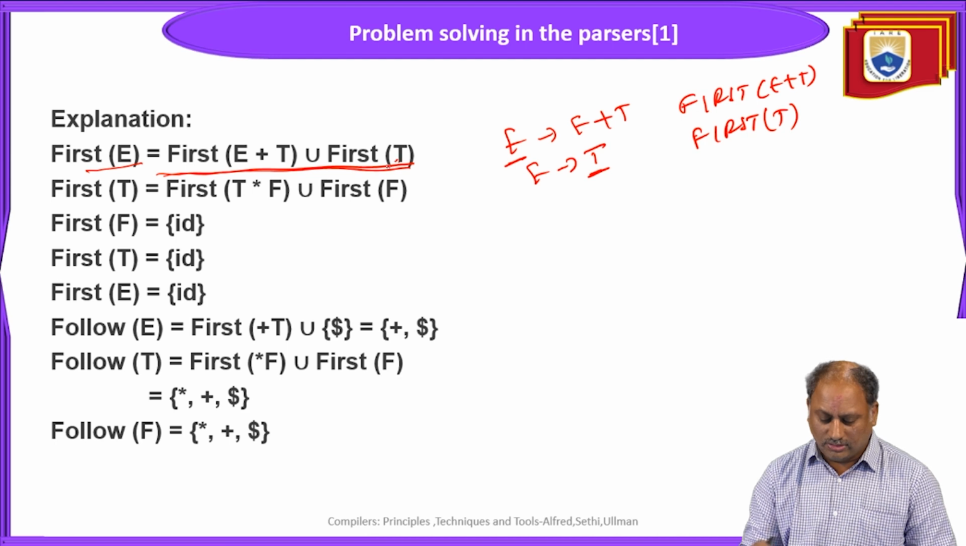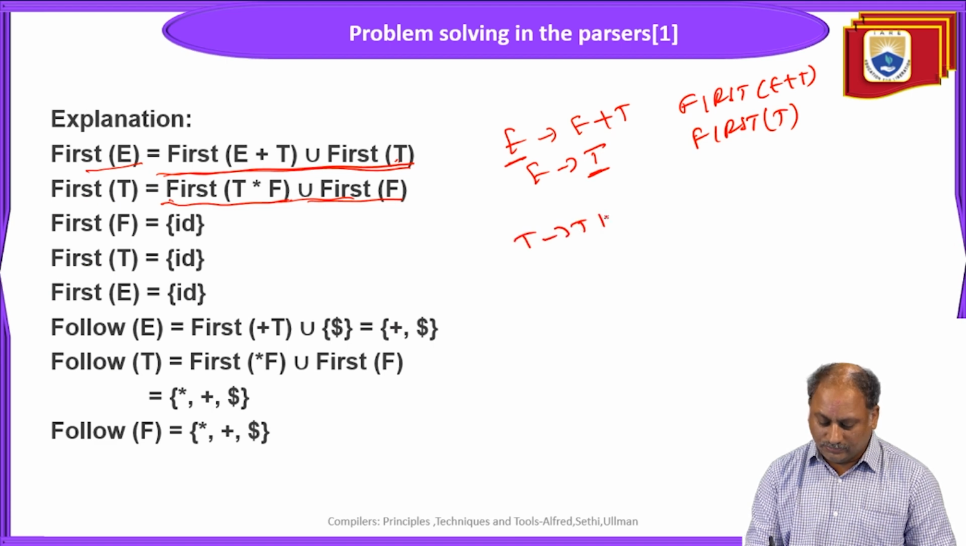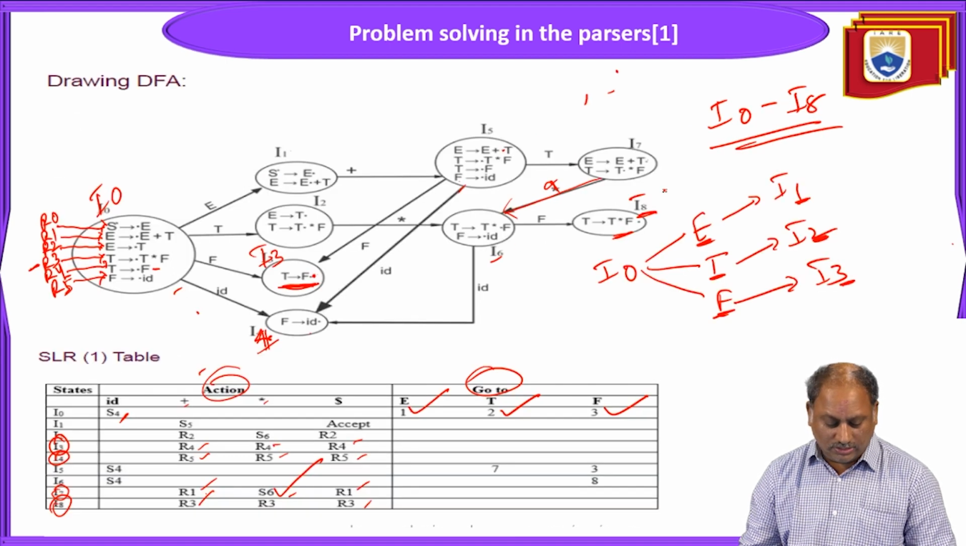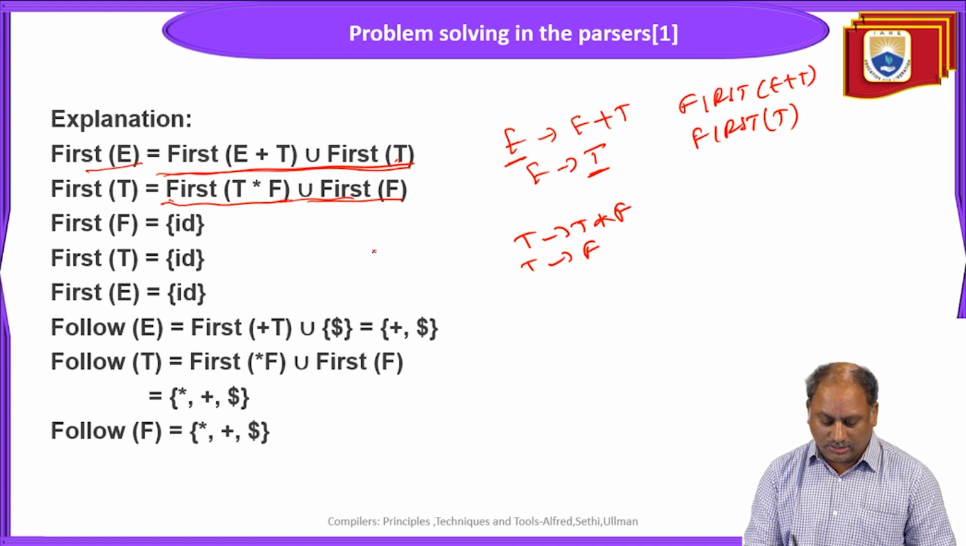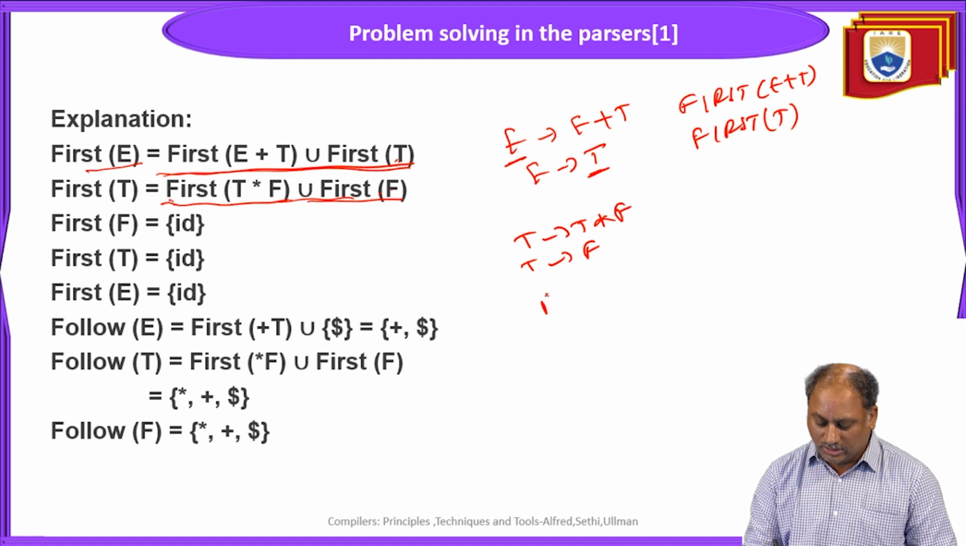So what is first of T? First of T already it is there. It is the first of T star F, once again first of F. Why? Because T contains T star F and another one is T derives F. So based on the union of these two we'll get, once again, what is first of F? We'll get first of F is id, because it is the only production which contains F derives id. So first of F is id, and from this, with T star F, we'll get first of T is id, and first of E is also id.